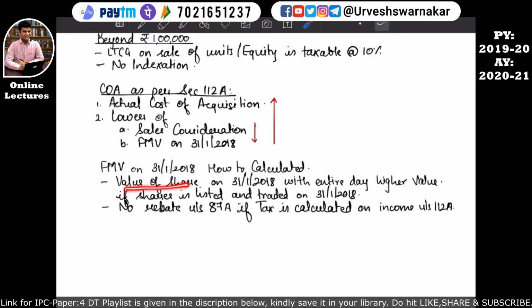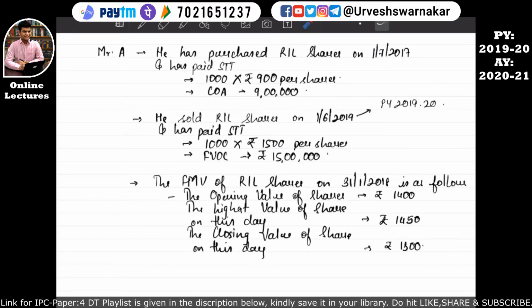Okay, the value of the shares on 31st January, with the entire day's highest value if the share is listed and traded on 31st January 2018, that we have to take. So come into the blank page over here again. Out of these three, which value will we select? We will select the highest value of the share on this day.